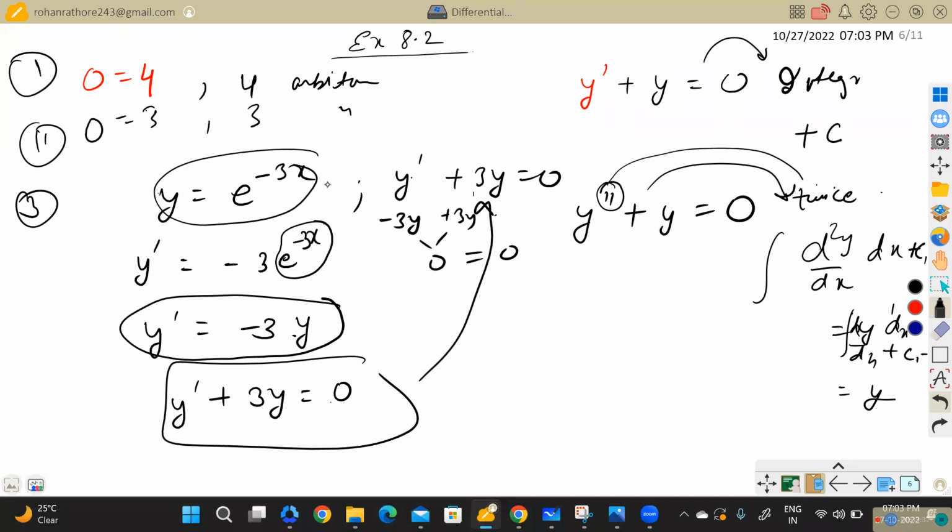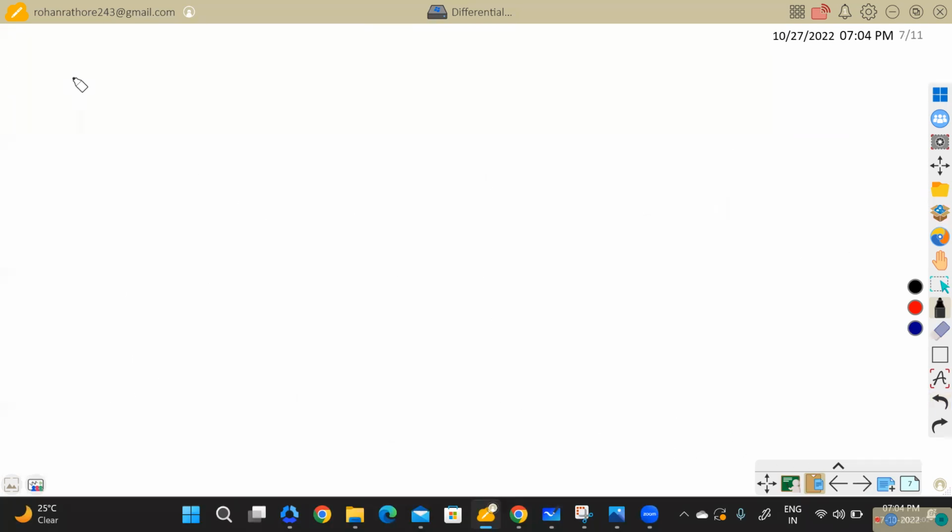Sometimes putting the value of dy by dx into the equation would be easier, and sometimes forming the equation will be easier. Here forming the equation was way easier because we just have to do this. We don't have to substitute and then solve. So here we can solve by forming the differential equation more easily, so we have used this method. Okay, this is clear now? Yes, sir. Clear. Okay, so let's see now the fourth one.